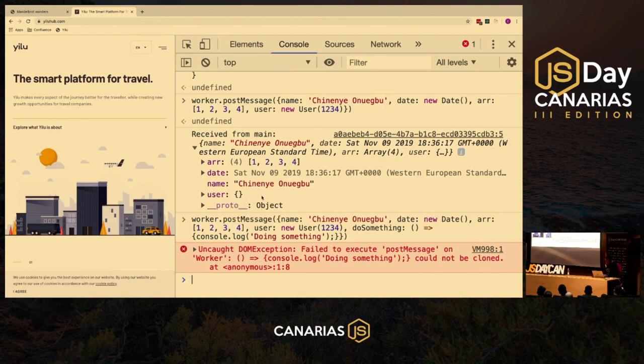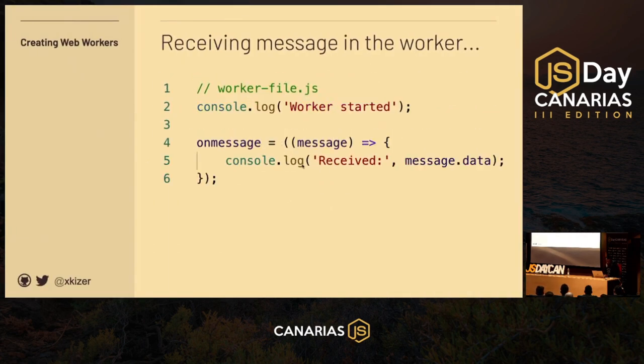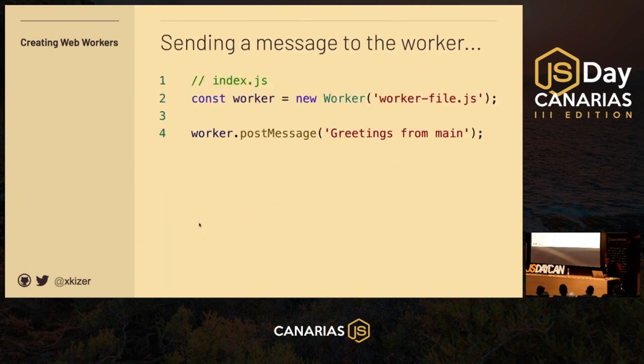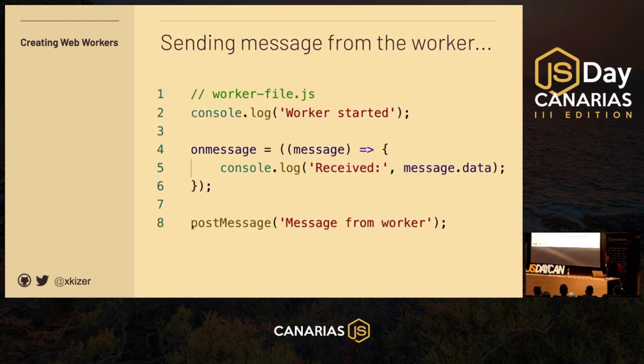And so let's move on. We've already seen how we can receive a message from the worker, and sending a message from the worker is almost the same thing. You just post message. In the main thread, you prefix it with worker because you have the handle for the worker. In the worker, you don't prefix it. So this is the only difference.